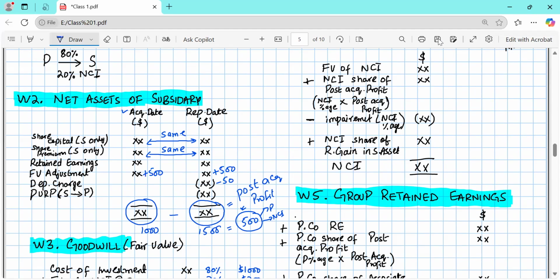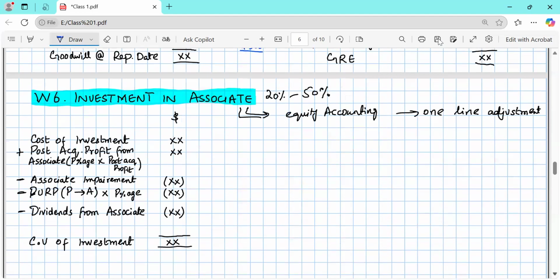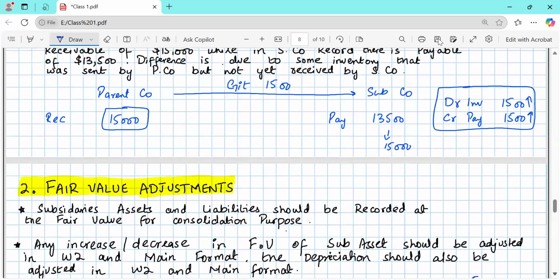In the main format, in property, plant, and equipment, add the fair value adjustment if the value is increasing, and deduct the depreciation. In working two, increase the value at acquisition date as well as at reporting date, and charge the depreciation at reporting date only. So it is a dual impact. Got this point?